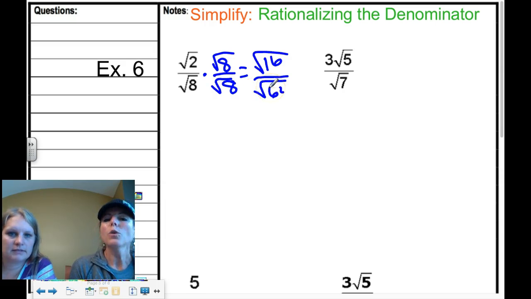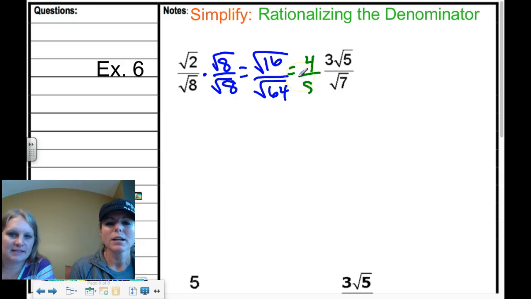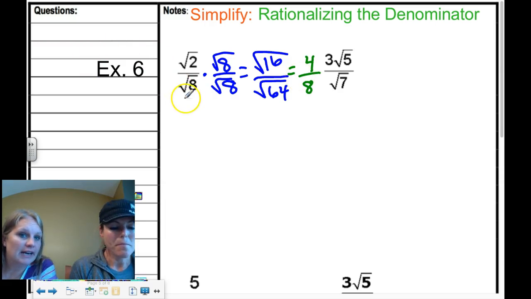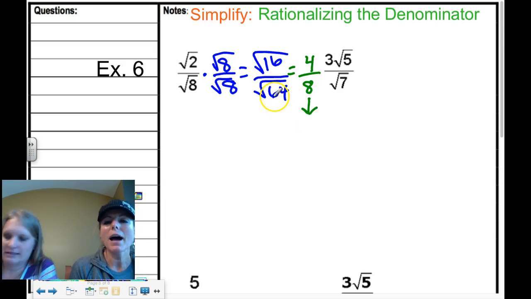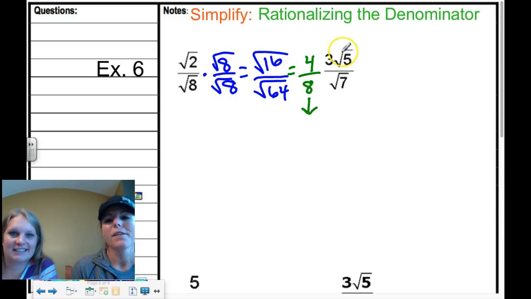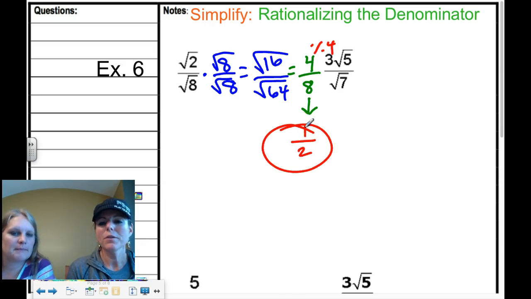Correct. Well, look at how nice this is. What is the square root of 16? 4. And what is the square root of 64? 8. And if you remember from last year, anytime you have a square root times a square root, the square roots just cancel and we take the number out. So that's what we did. But we're not done, because they both can be divided by 4. So divide by 4 on the top and bottom, and you're left with 1 over 2. And there we go.